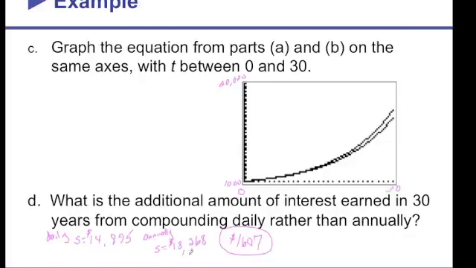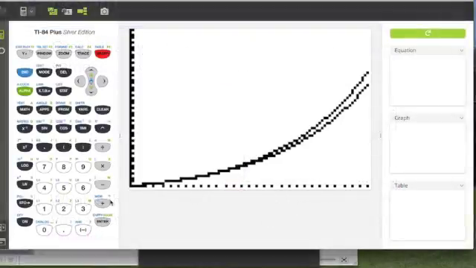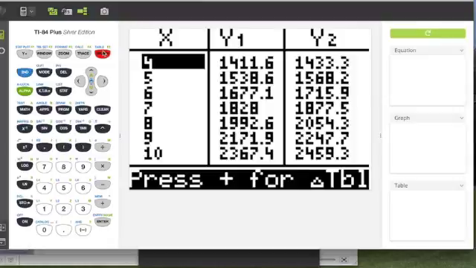And I'll next show you how I found these amounts without doing too many calculations. They ask us what's the additional amount earned in 30 years compared to the daily amount compounded daily rather than annually. Let's show you something different. Let's do second and the graph button, the table.